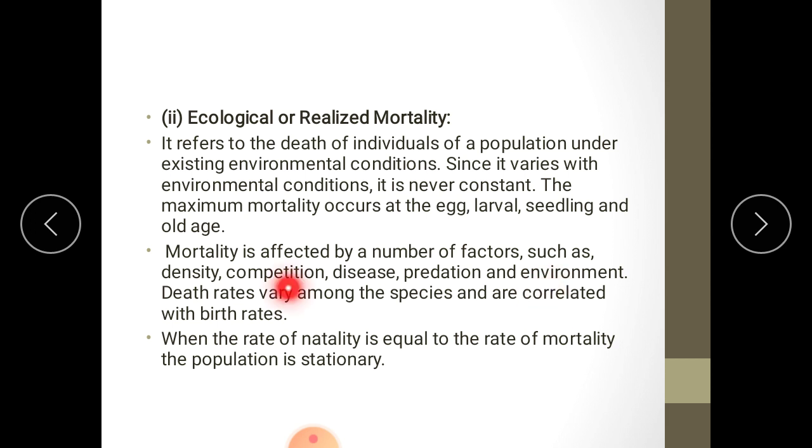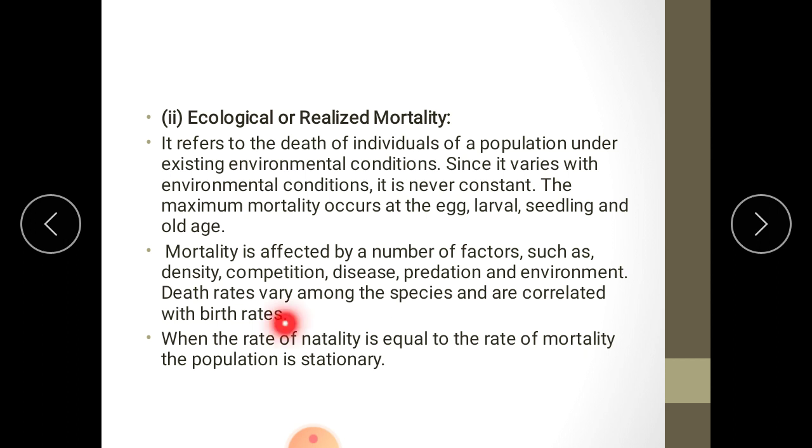If competition is more, then there will be more mortality. Disease is there, mortality is more. When predation is more, mortality is also affected. When environmental conditions are not favorable, in such condition also mortality rate is maximum. And if the density of the population is more than the existing or available facilities, then there would be mortality of the individuals.